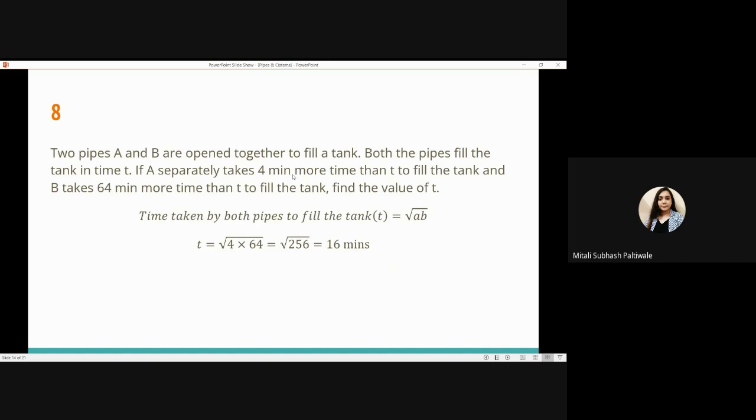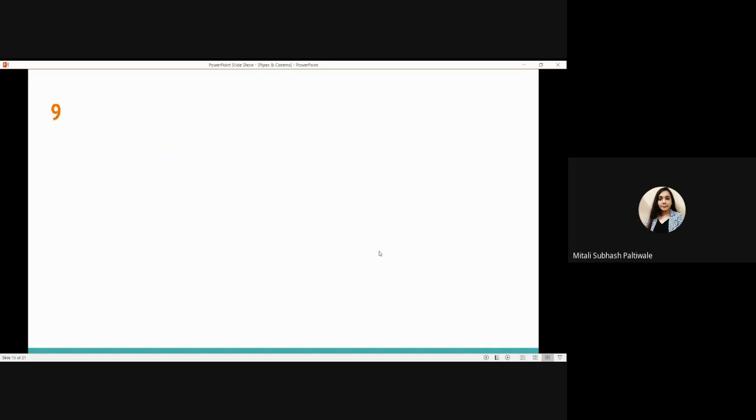So A will take 4 minutes more than 16, that means 20 minutes. And B will take 64 more than t, that means 80 minutes. Now let's get on to another example.